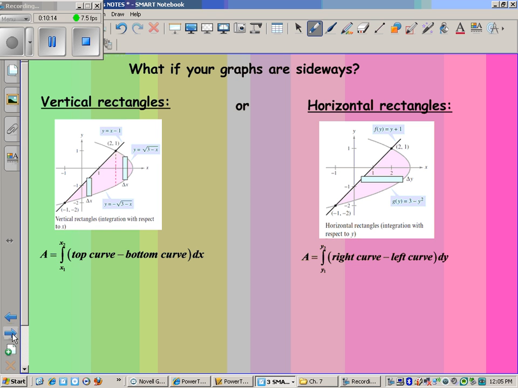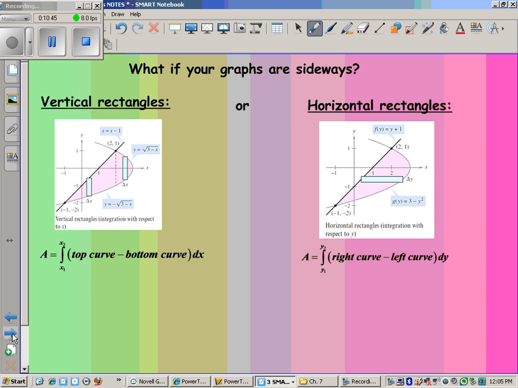You still could integrate it with vertical rectangles. Another way of saying that is doing the top curve minus the bottom curve, or the greater function minus the least function with respect to x. So on the x-axis, how far did I go? What were my limits? My top function, f of x, minus my bottom function, g of x, with respect to x. But could I also do it with horizontal rectangles?